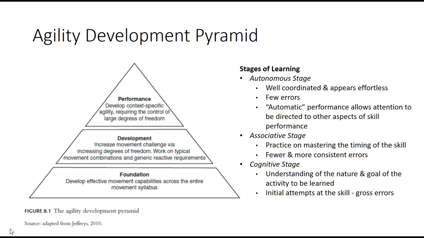Next, the development phase usually occurs for an athlete between the ages of 12 and 15. A lot of times, young athletes will have successfully completed the previous stage, and when they move into the development phase, then they're likely to enter the associative stage of learning.